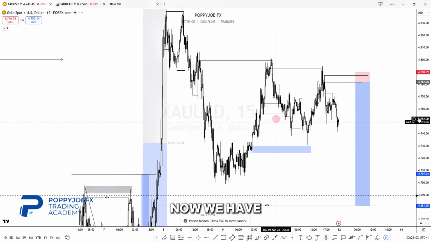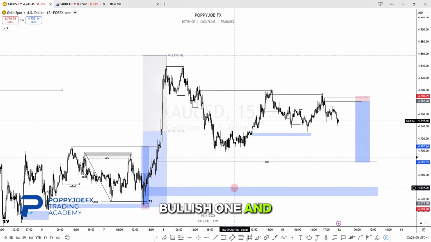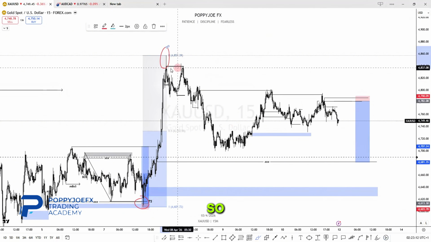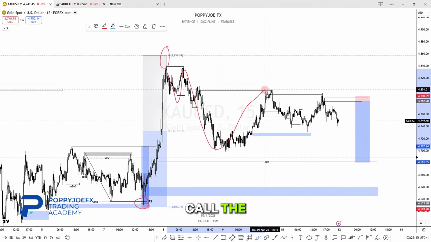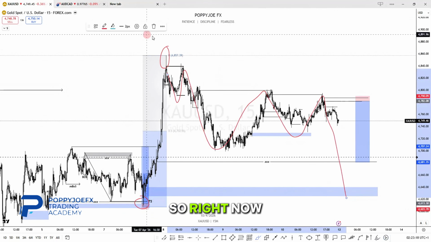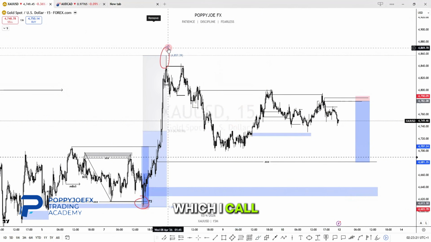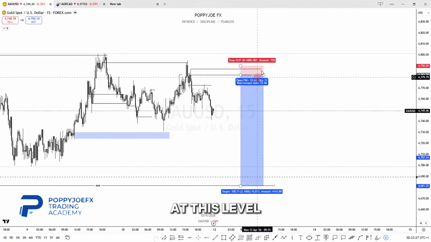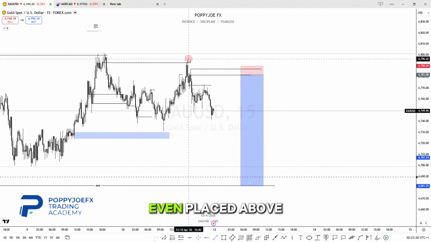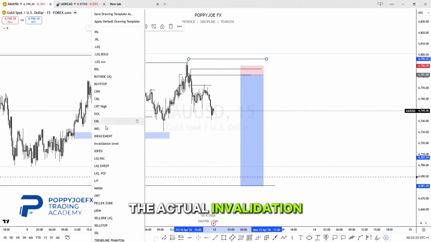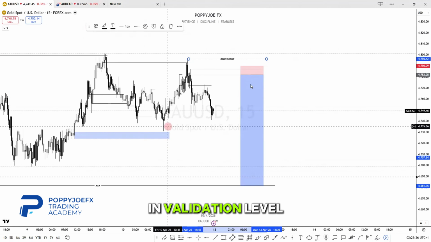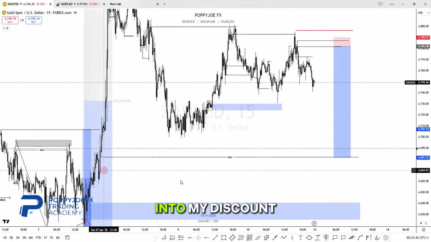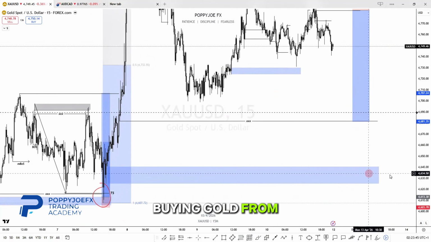Okay, so on gold now, we have a very bright daily range, which is a bullish one. The recent range is this low to this high, and that's a beautiful thing. So what we are currently seeing here is what we call the retracement structure. Right now, all we are seeing here is a substructure, which I call the counter trend structure, right? And I am looking to sell gold at this level next week. Actually, my stop loss should be placed above here because that's the actual invalidation level for the setup. But I'm looking to sell gold at this high next week, at least for price to get into my discount level, right? And I'll be buying gold from this lower level.